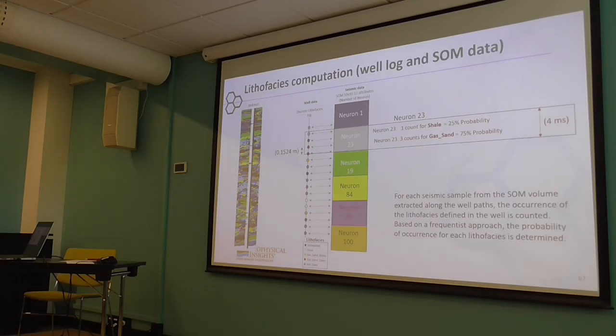Just to give you another example of how we do lithofacies prediction, here's our discrete log. Neuron 23 showed up here, so this would have a 75% gas sand probability and a 25% shale probability, because here's a shale here, and here's 3 of these 4 samples were gas sand, so it makes 75% probability.